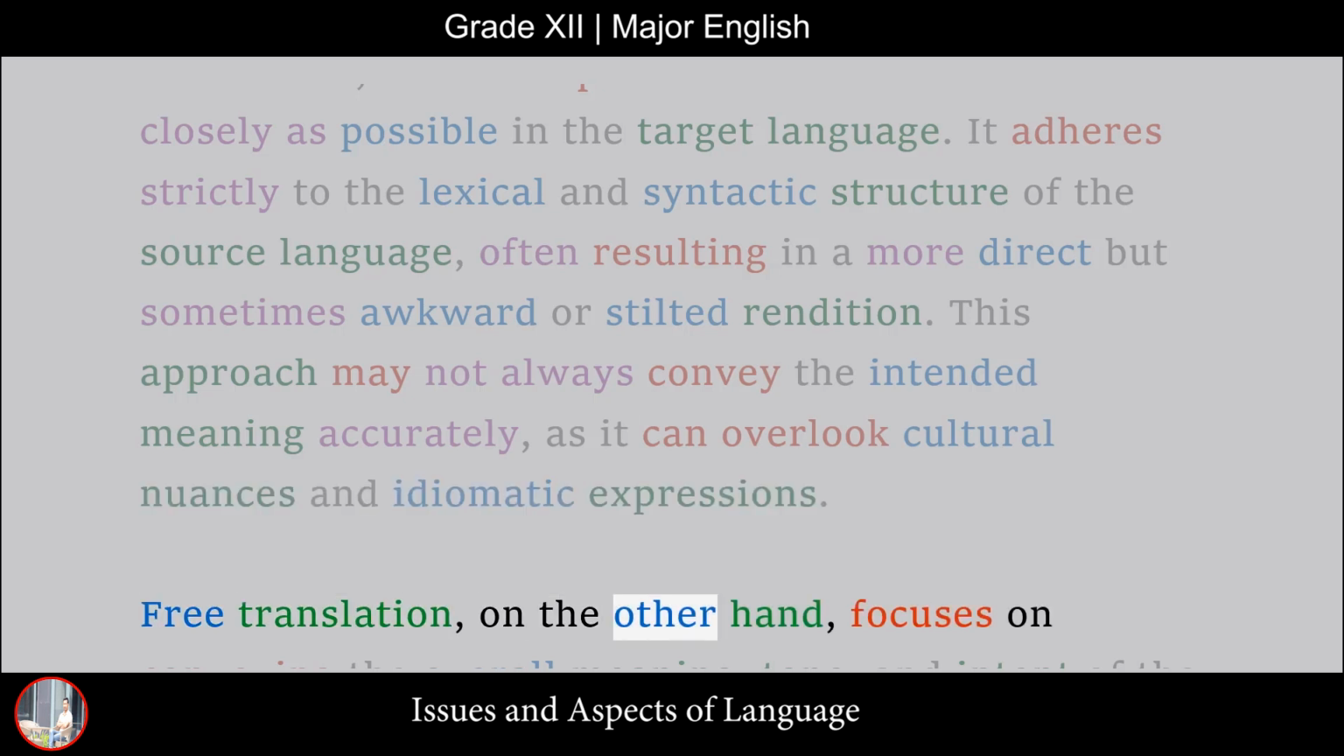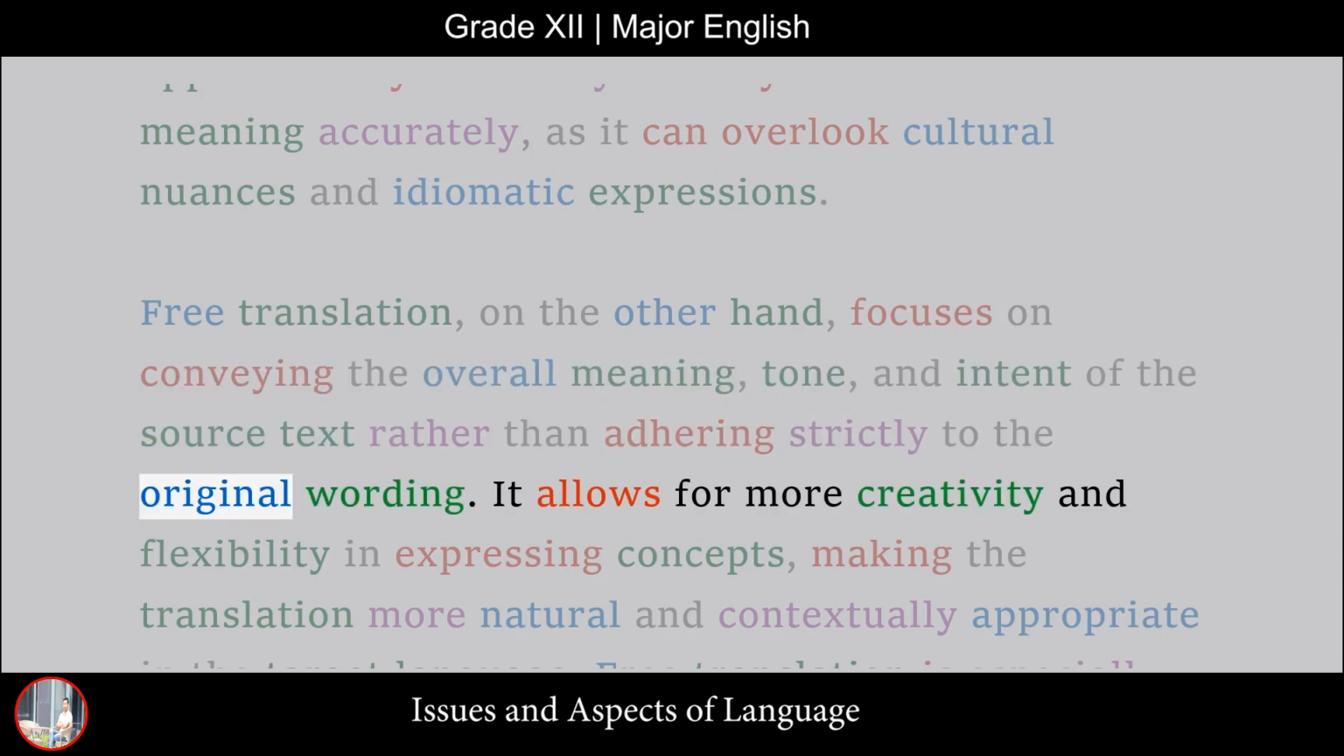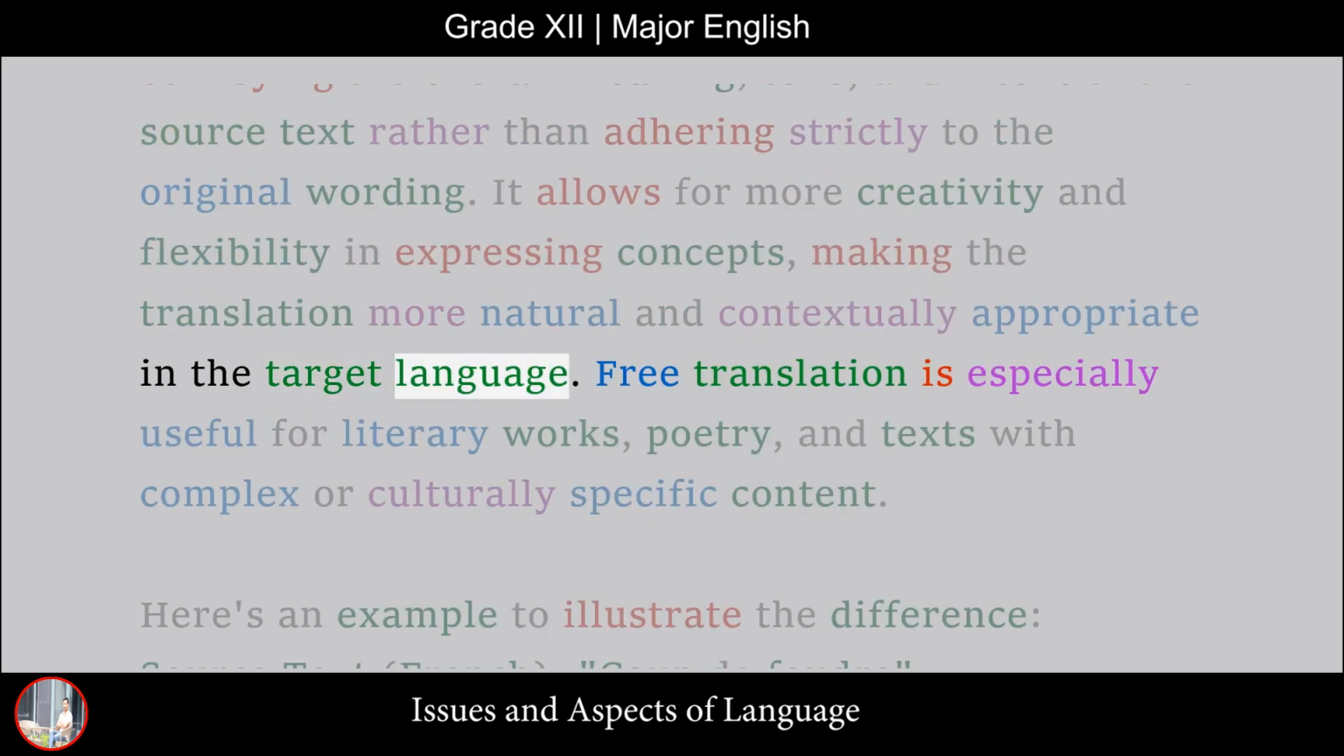Free translation, on the other hand, focuses on conveying the overall meaning, tone, and intent of the source text rather than adhering strictly to the original wording. It allows for more creativity and flexibility in expressing concepts, making the translation more natural and contextually appropriate in the target language. Free translation is especially useful for literary works, poetry, and texts with complex or culturally specific content.